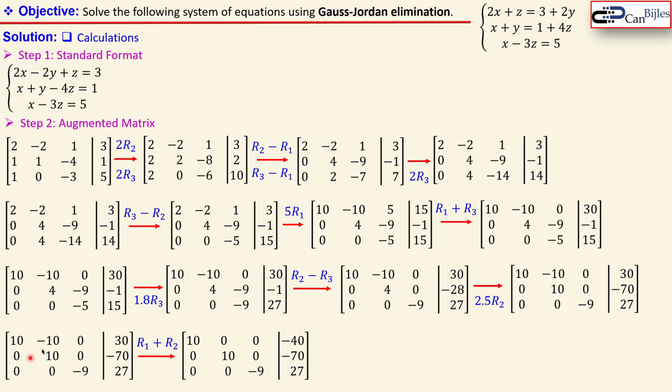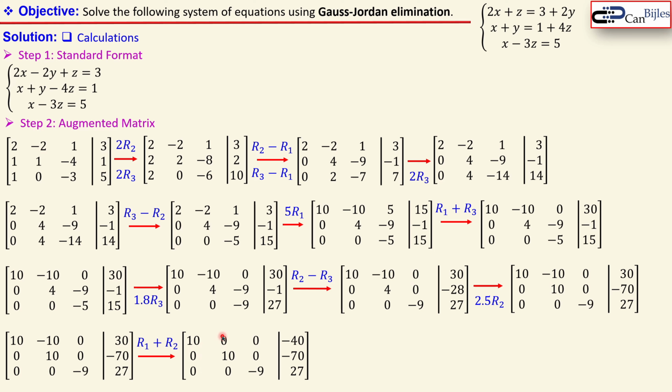This is 10 plus 0, I mean 10 plus 0 is 10. Minus 10 plus 10 is 0. 0 plus 0 is 0. 30 plus minus 70 is minus 40. That's what you see here. So you can see already that we have also a triangle here with the zeros.